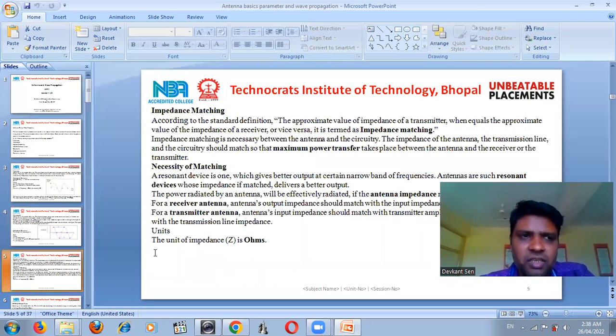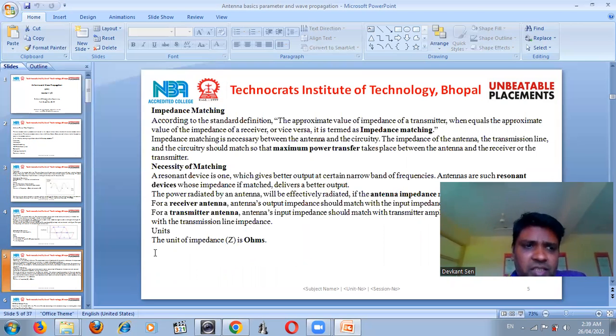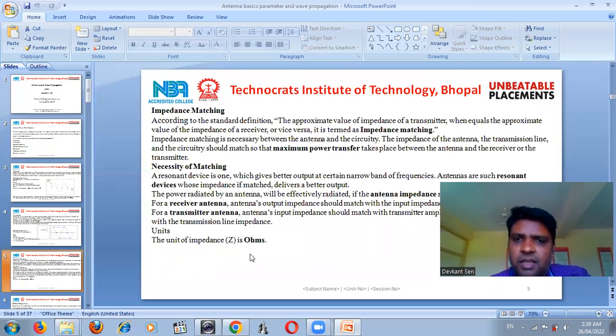Next, move to the third parameter, impedance matching. This is an important parameter. According to the standard definition, when the approximate value of impedance of a transmitter equals the approximate value of the impedance of a receiver or vice versa, it is termed impedance matching. Necessity of impedance matching: a resonant device is one which gives better output in a certain narrow band of frequency. Antenna is such a resonant device whose impedance, if matched, delivers a better output. The unit of impedance Z is ohm.